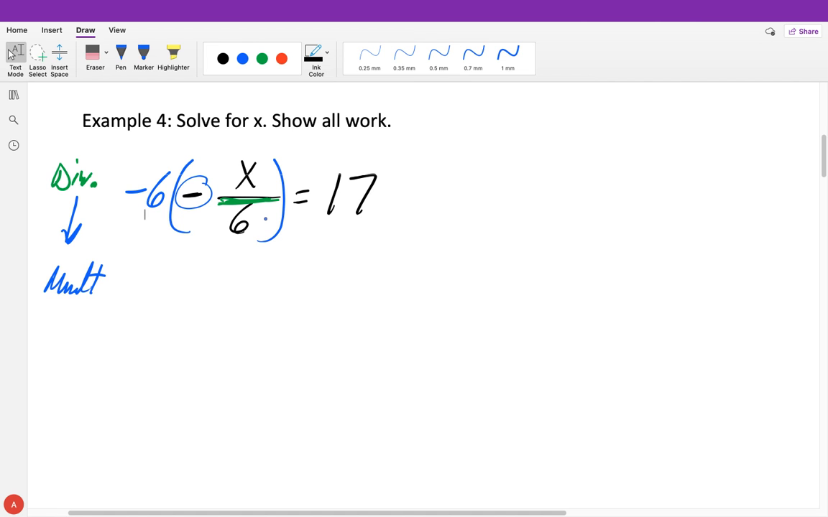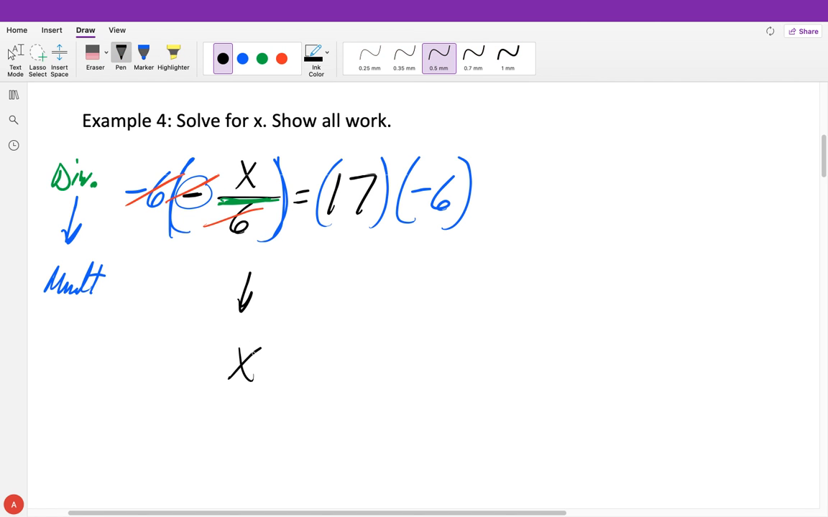You could do this in two parts if you wanted to and first get rid of the 6, and then you'd be left with negative x. But doing this in two parts allows you to forget about that negative sign. So just do it all at once. Remember, parentheses mean multiply. So I'm multiplying by negative 6, and what I do to one side, I have to do to the other. If I multiply by negative 6 and divide by negative 6, they're going to cancel each other out to give me a positive 1. So I now have x all alone. I undid that division of negative 6 by multiplying by negative 6.